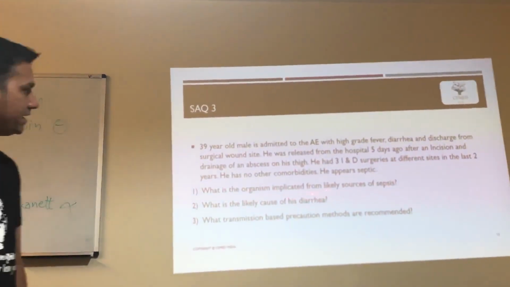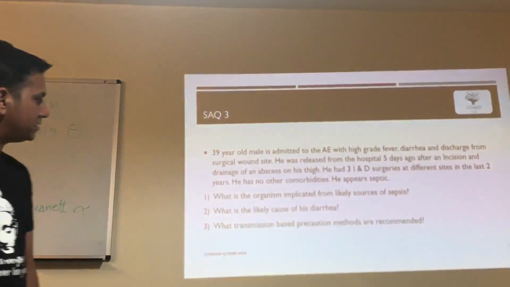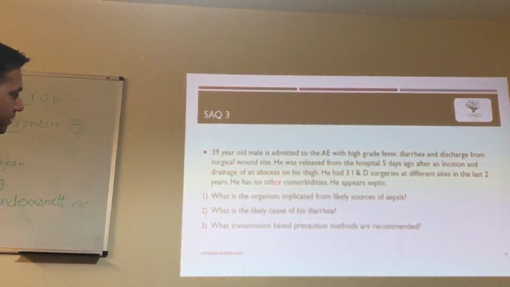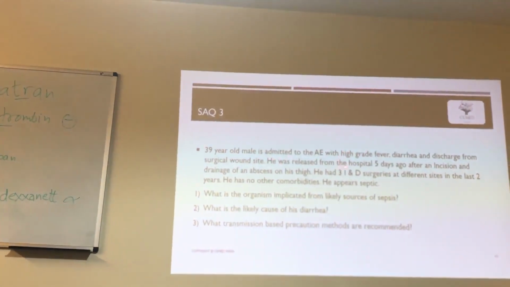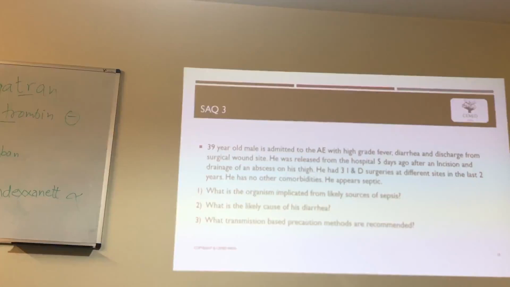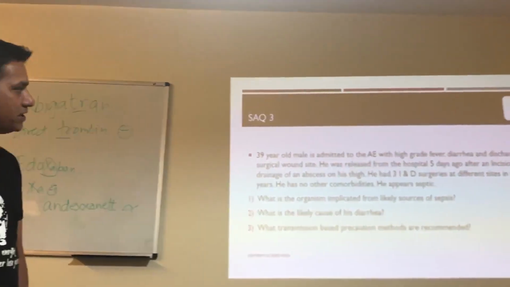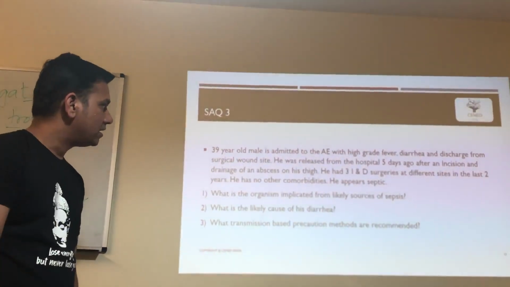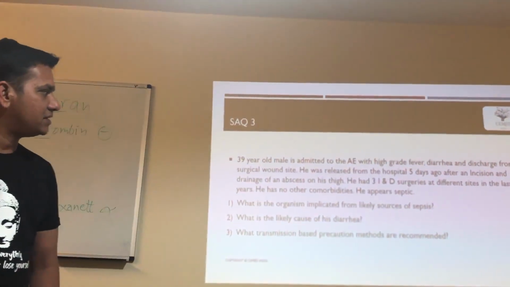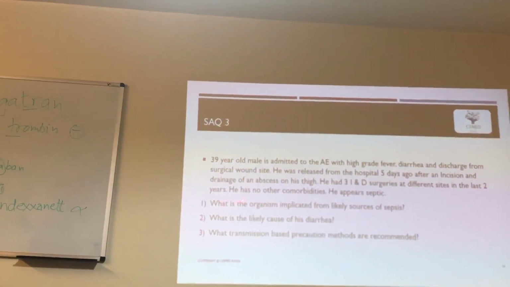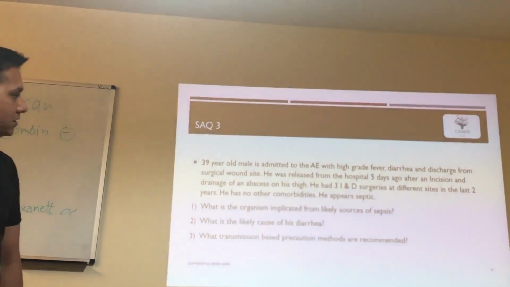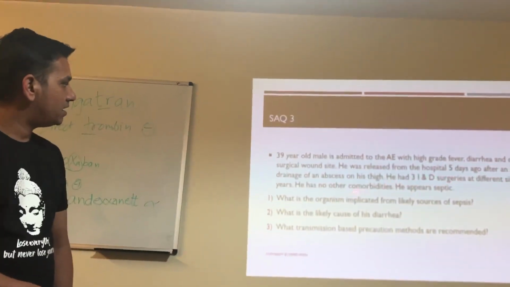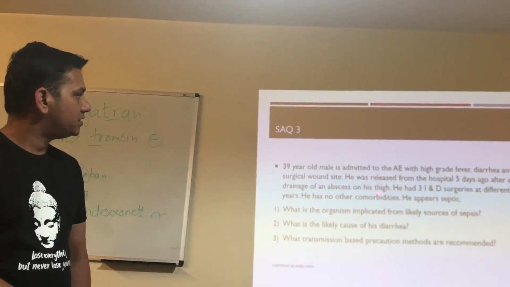What is the organism implicated from the likely source of sepsis? What is the likely cause of his diarrhea? What transmission-based precautions are recommended? A 39-year-old male is admitted to A&E with high-grade fever, diarrhea and discharge from a surgical wound site. He was released from the hospital 5 days ago after an I&D of an abscess on his thigh. He had 3 I&D surgeries at different sites in the last 2 years. No other comorbidities. See, the person is getting multiple abscesses, 3 surgeries in 2 years. Now again he's drained.